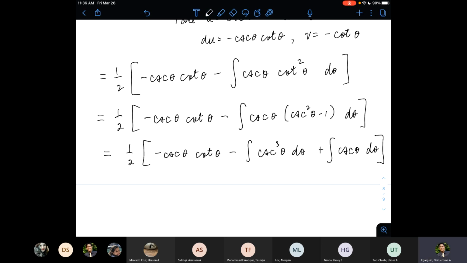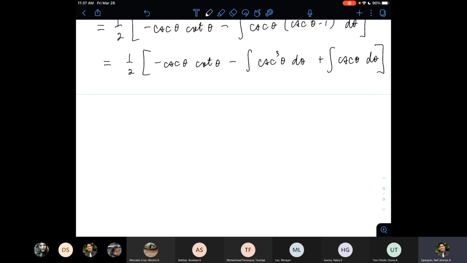Okay, does this look good? So what I did here is to write cotangent squared in terms of cosecant, okay? And then I distributed the cosecant into both terms, but be mindful of the negative sign here in front. So I have two terms here, one a minus cosecant cubed and another plus cosecant theta d theta. All right.